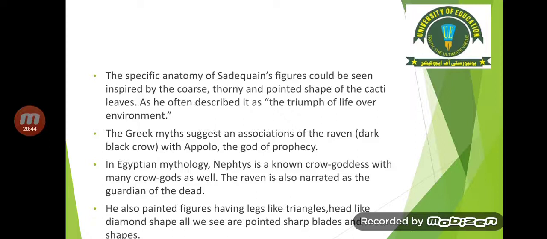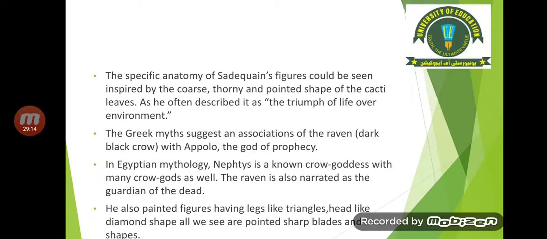The Greek myths suggest an association of the raven, the dark black crow, with Apollo, the god of prophecy. अब हम ये देख सकते हैं कि डिफरेंट सिविलाइजेशंस में एक ही एलिमेंट को या एक ही बर्ड को किस तरह से दिखाया गया है. You will always get variation in these elements according to the culture.